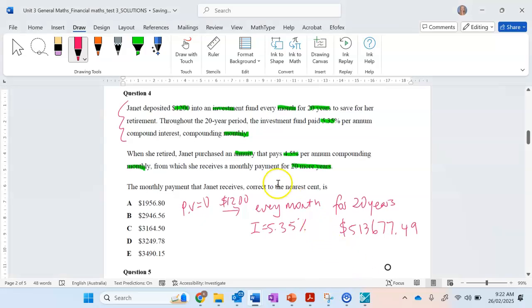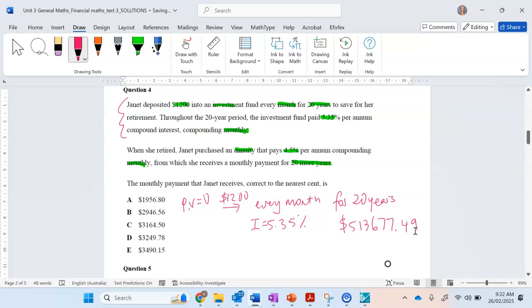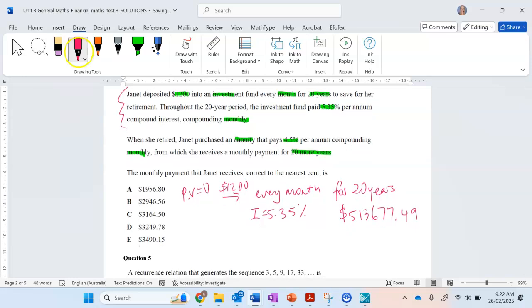Okay, so she purchased an annuity. We've got to round it to 2 decimal places because that amount is now being used in an annuity. All right, so the second part, and I might do that in a different color. Let's do that in blue.